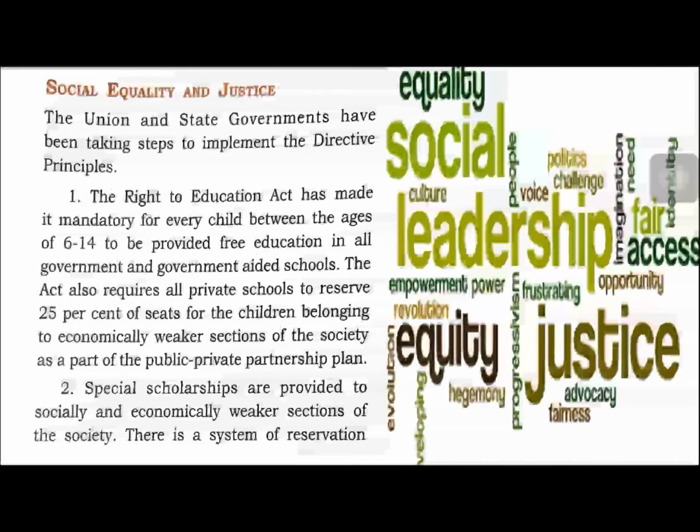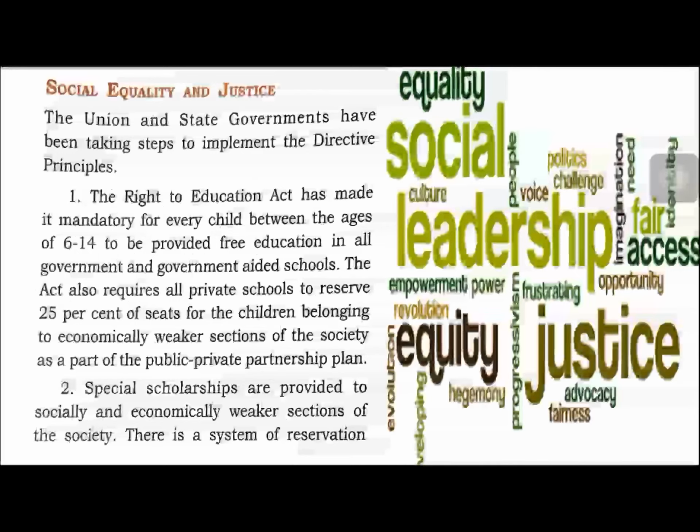What do government aided schools mean? Government schools, you already know. In certain schools the government gives some funds, and those schools are maintained out of those funds. In those schools also, it is compulsory to provide free and compulsory education to all children between the age of 6 to 14. This act also provides that even private schools should reserve 25% of the seats for people belonging to the weaker sections of society, that is, the scheduled castes and scheduled tribes.